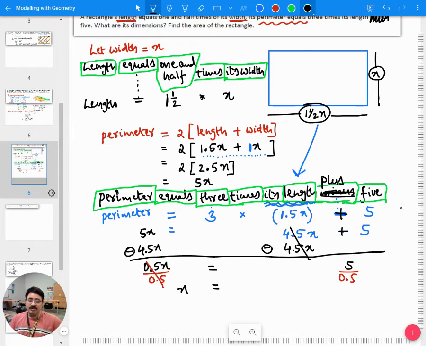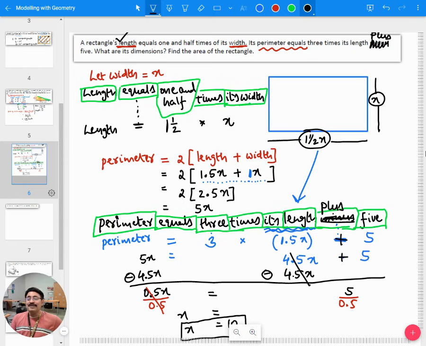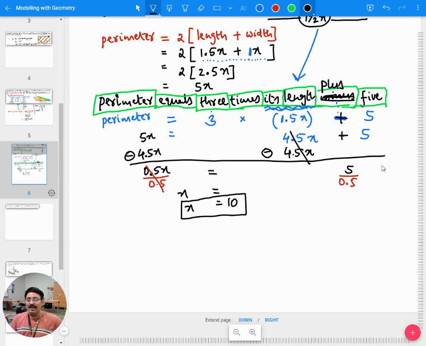Okay, that's giving me 10. The value of x equals 10. But this is not the end of the story. I'm sorry for that. The question is: find the area of the rectangle.